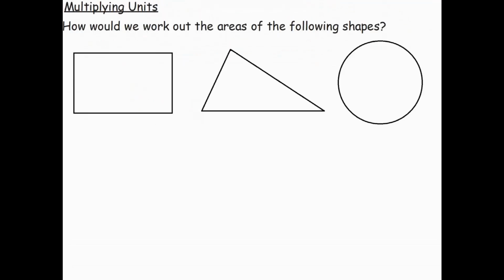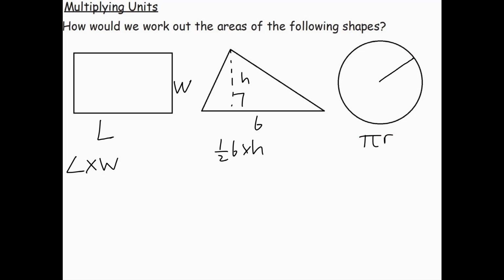However, we can multiply units. Think about how you'd work out the areas of these shapes. If you had this rectangle, to find the area, you would do length times width. To work out the area of the triangle, you would do half base times height, or base times height over 2. And to find the area of the circle, you would do pi r squared, which is really just pi times r times r. And if you notice, in each case, you've got a length times a length, and that gives you an area. And in fact, that is a general rule.